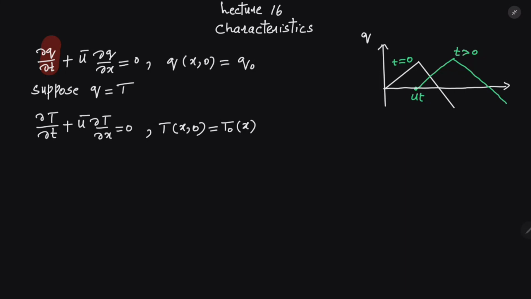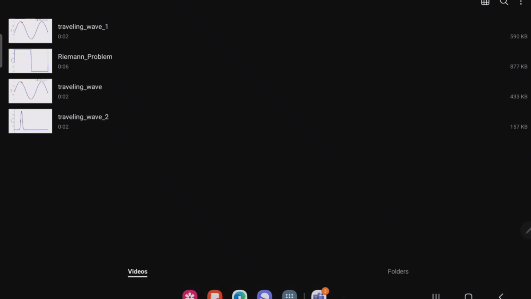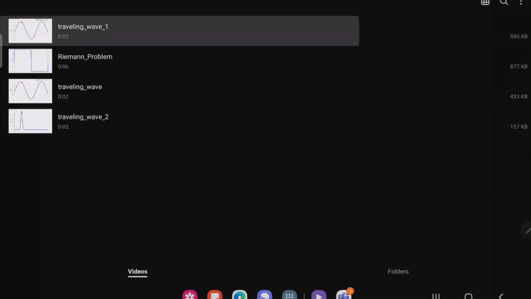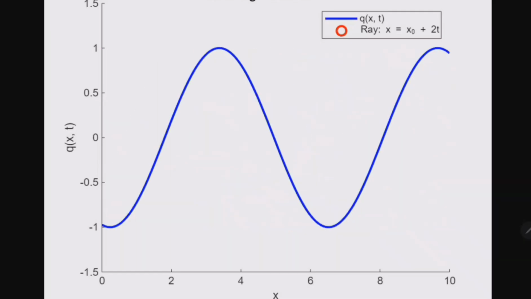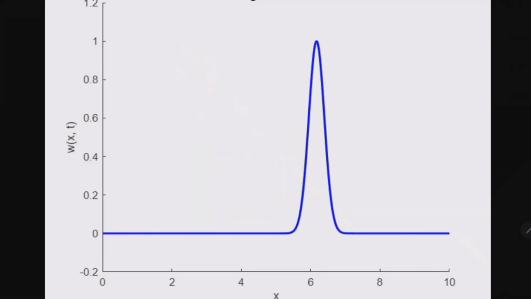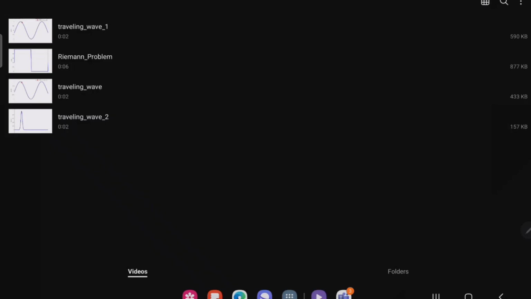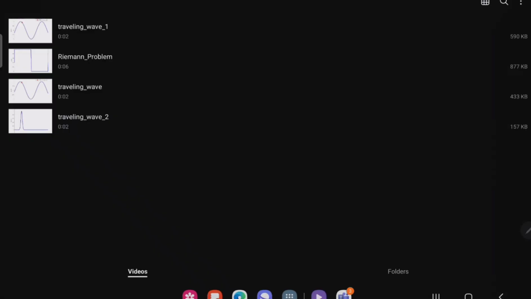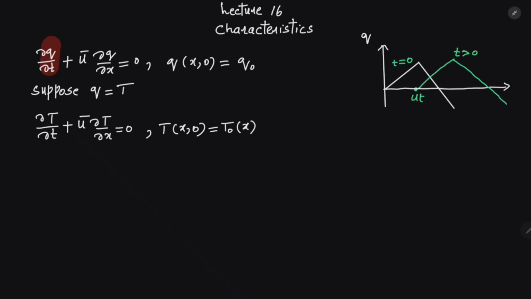For example, I show you the animation first. Here you can see that the wave is traveling towards right. This is another animation. The initial wave is traveling towards right. So it means that the advection equation just translates your initial profile towards right or towards left.